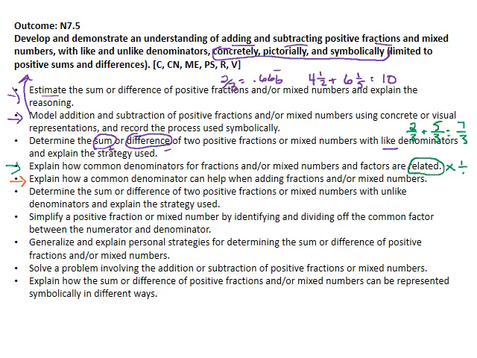All right, next one. Explain how a common denominator can help when adding fractions or mixed numbers. Same thing. These two are exactly the same. Determining sums or difference of fractions with unlike denominators. So you'd have to find a denominator that matches for both of them before you can do any adding and subtracting. Simplifying positive fractions or mixed numbers by identifying and dividing off the common factor.